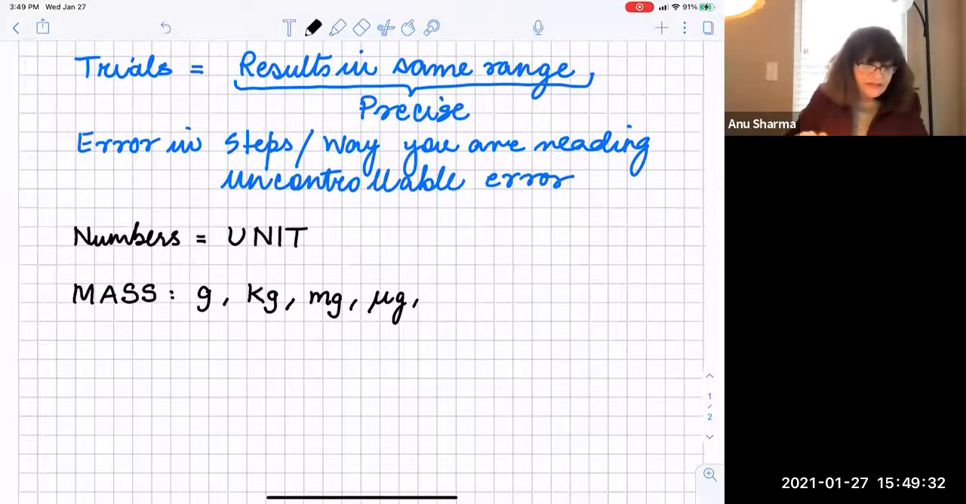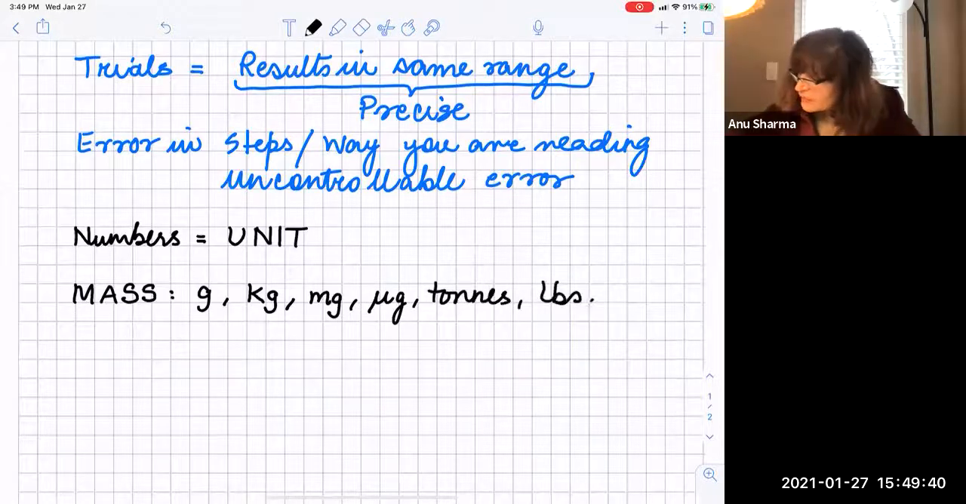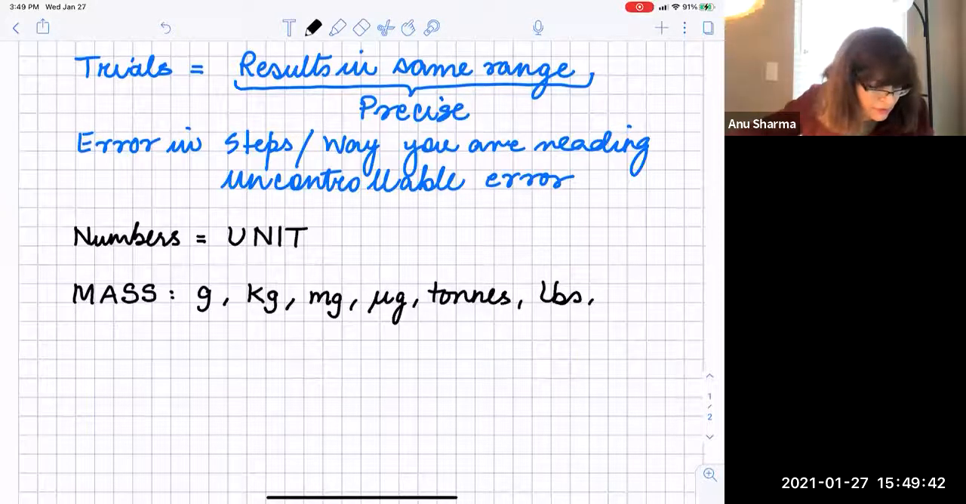Tons. Tons, very good. Pounds. Good. And one more.